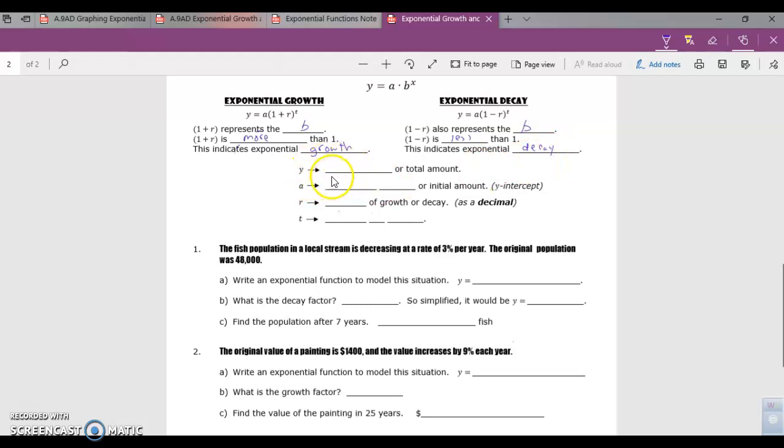Your y value in your equations is always going to represent your final amount or your total amount, whatever we're evaluating out for a given input. So this is going to be final. Your a value is still the same. It doesn't change. It's still your starting point or starting value. It's your initial amount. It's your y-intercept.